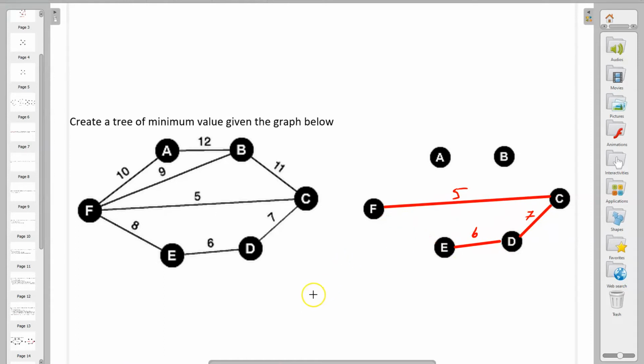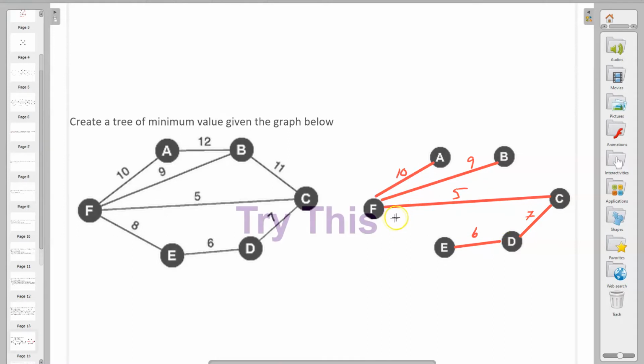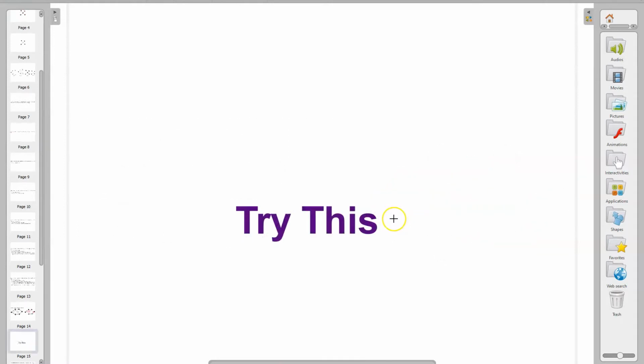So in that case, the rule tells us to skip that edge and go on to the next smallest one, which in this case would be F to B. Continuing to the next smallest, F to A is 10, and now we can see we've completed the tree. We've connected every vertex with edges, and we started with the smallest one and added accordingly. This gives us the tree of minimum value. Try this question, and then come back and see if you've got the solution correct.